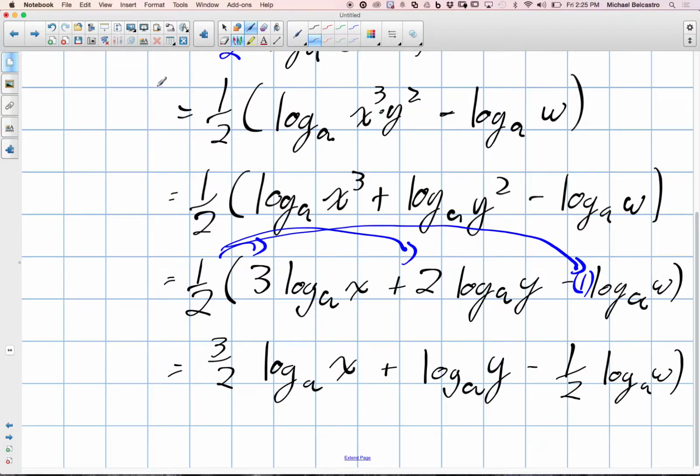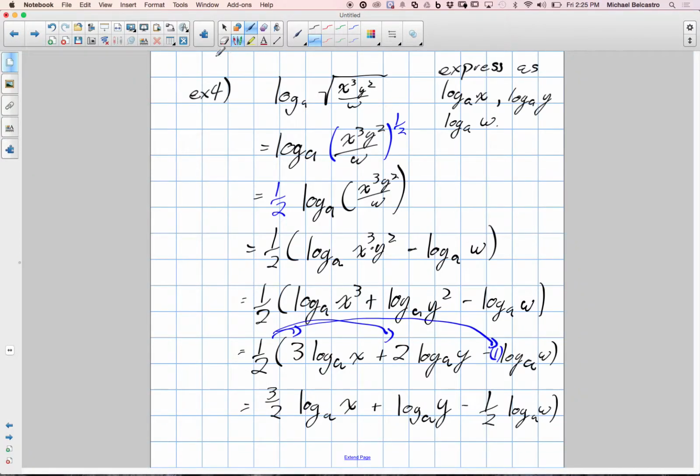Okay, and that'd be a pretty difficult example. We're using all of the laws and one of the laws twice, actually.